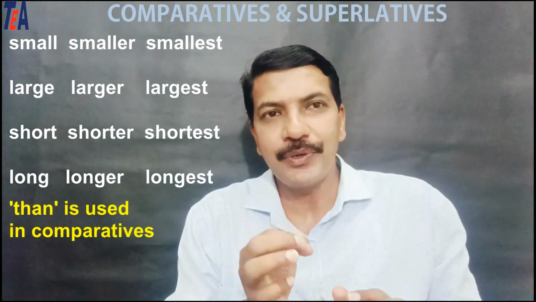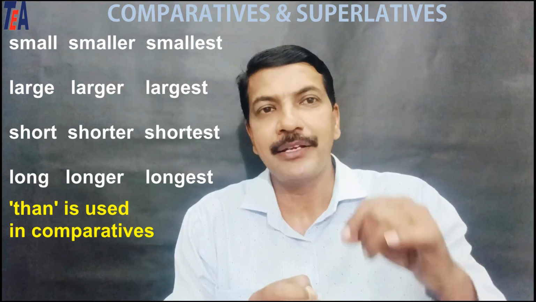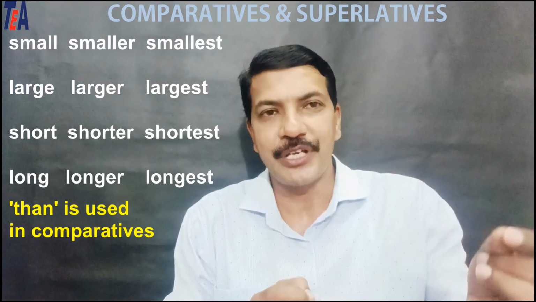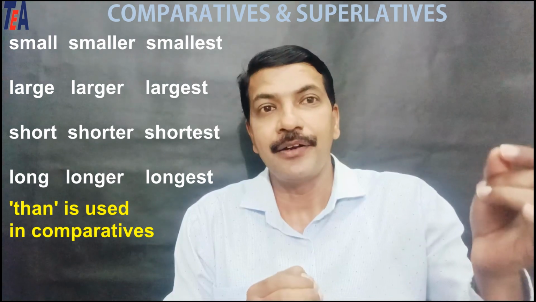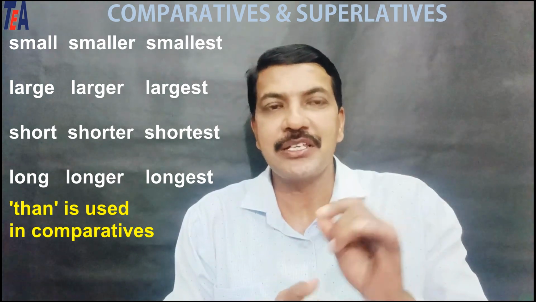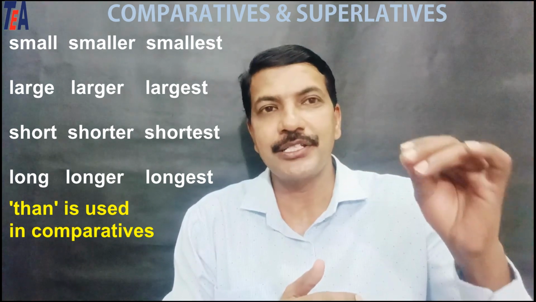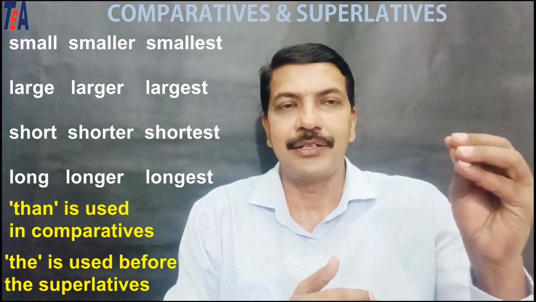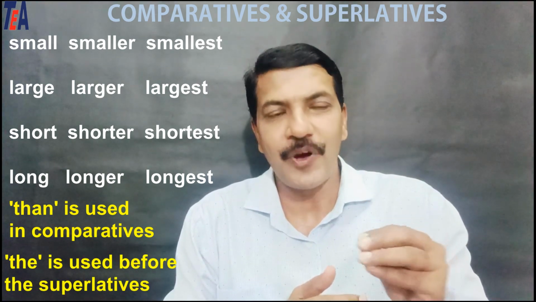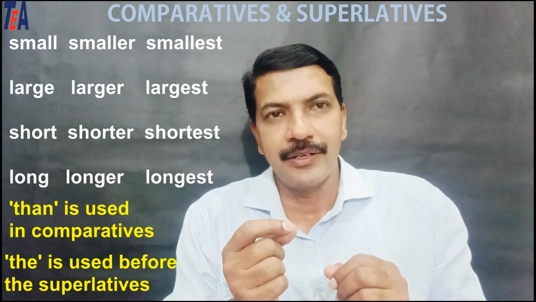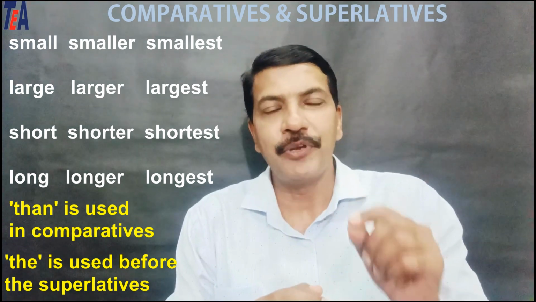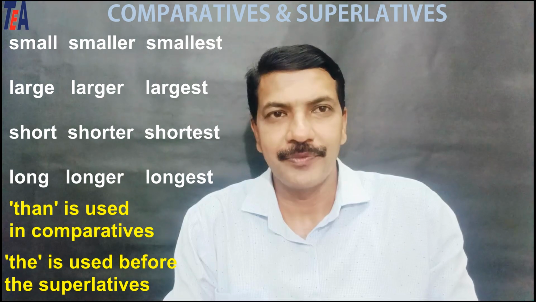A superlative is used to compare three or more objects, at the upper or lower limits of the words: the highest, the lowest, the shortest, the longest, the smallest. The article the is used before the superlatives.